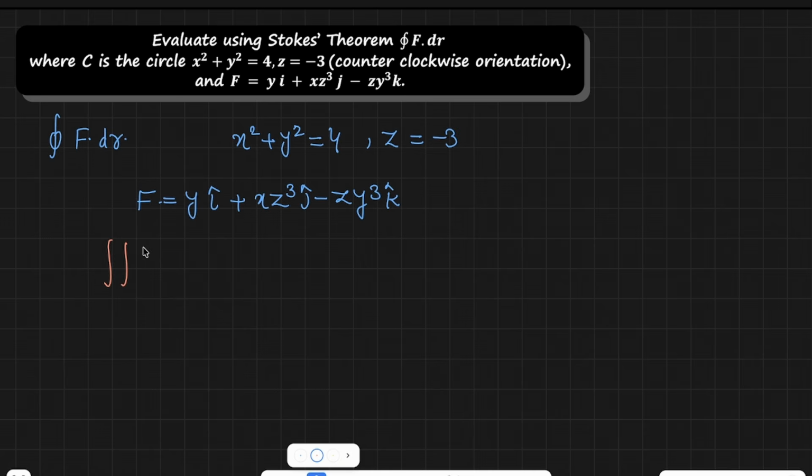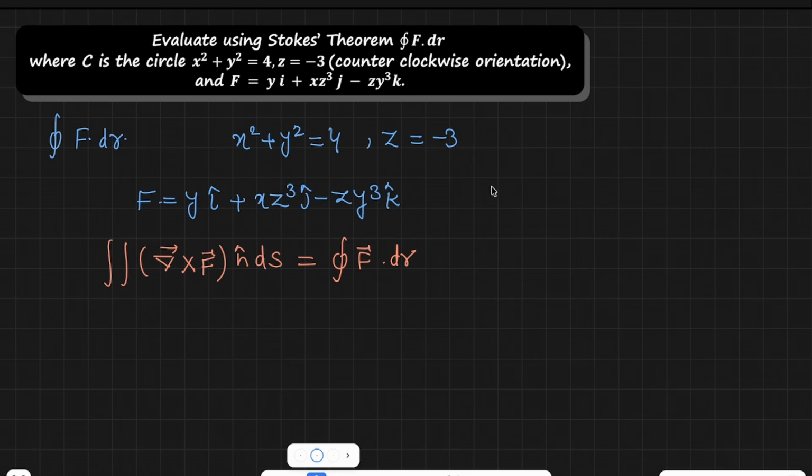It's a double integral of the curl. Earlier in the Gauss divergence theorem, we were finding the divergence. Here we will find out the curl. It's a simple difference between them. It's the curl dot n cap dS, and it equals the line integral of F dot dr.